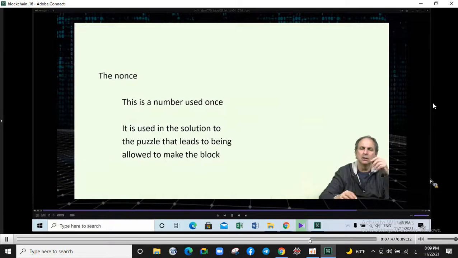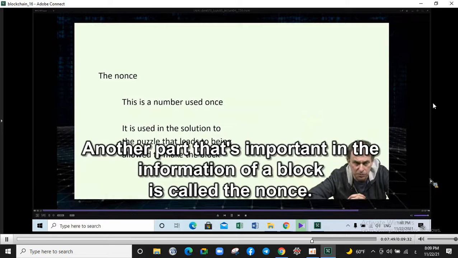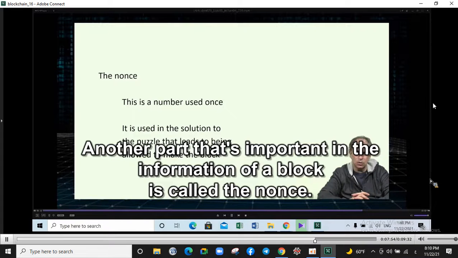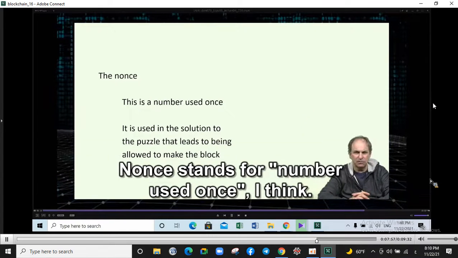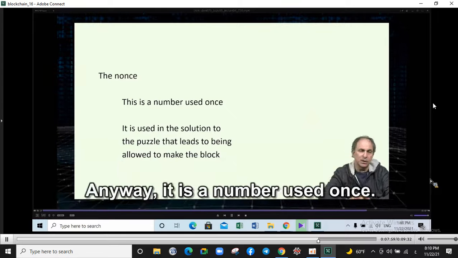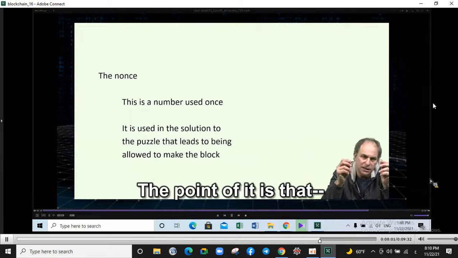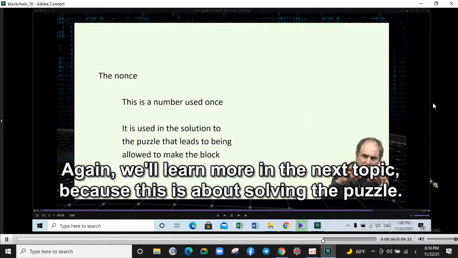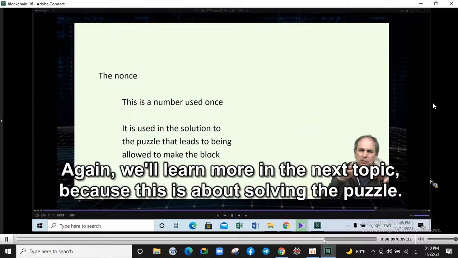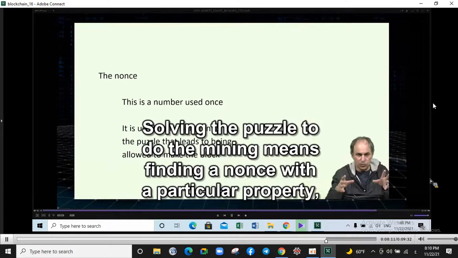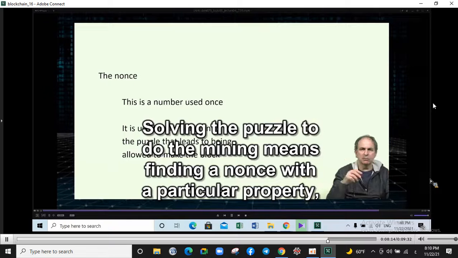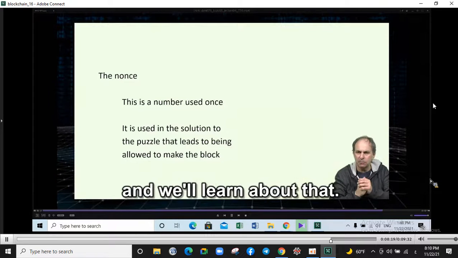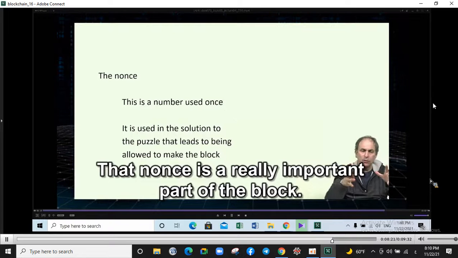Okay, another part that's important in the information of a block is called the nonce, and nonce stands for number used once, I think. Anyway, it is a number used once. We'll learn more in the next topic, because this is about solving the puzzle. Solving the puzzle to do the mining means finding a nonce with a particular property, and we'll learn about that. So that nonce is a really important part of the block.